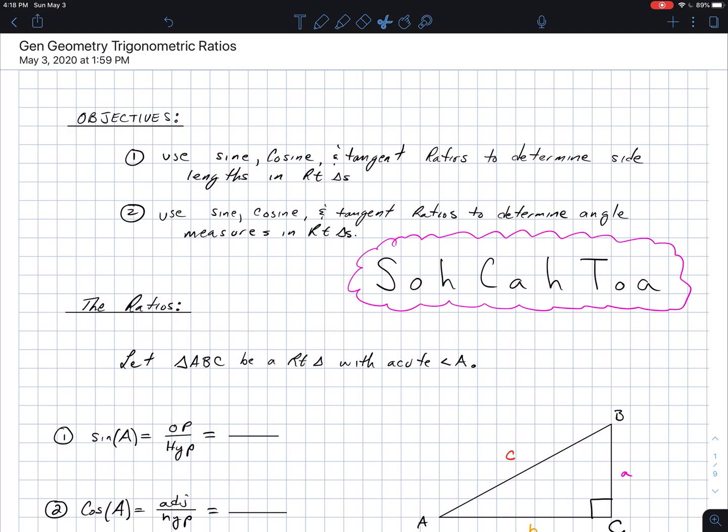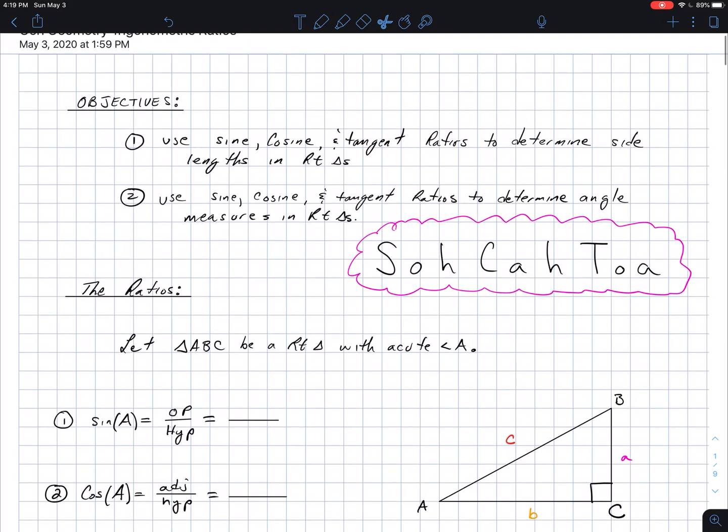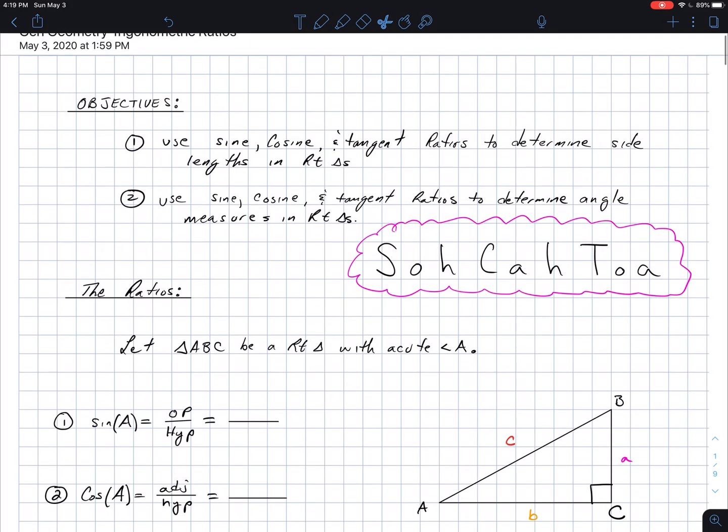And we're going to be looking at some generic trigonometric ratio problems. The objectives today are to use the sine, cosine, and tangent ratios to determine side lengths in right triangles, and use the sine, cosine, and tangent ratios to determine angle measures in right triangles. And everything revolves around SOHCAHTOA, and we'll remind you or tell you about what SOHCAHTOA means momentarily.